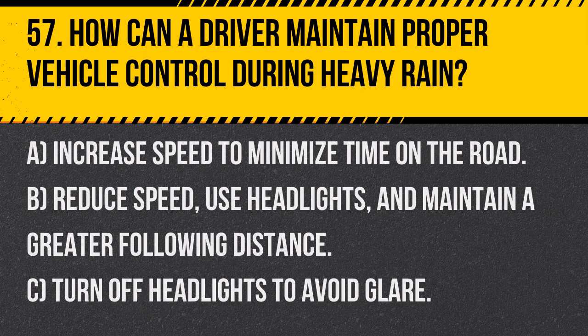Question 57. How can a driver maintain proper vehicle control during heavy rain? A. Increase speed to minimize time on the road. B. Reduce speed, use headlights, and maintain a greater following distance. C. Turn off headlights to avoid glare.